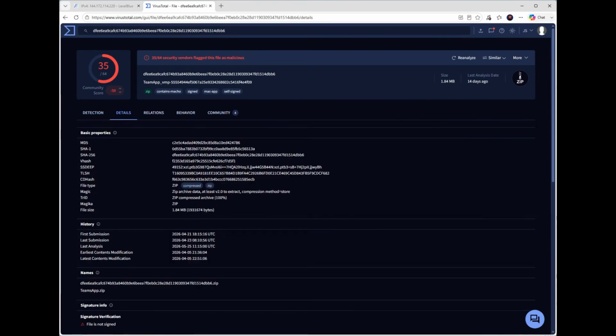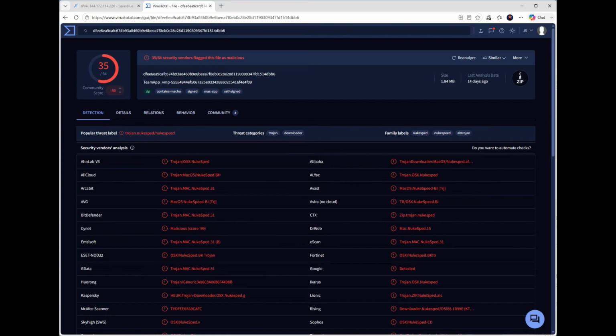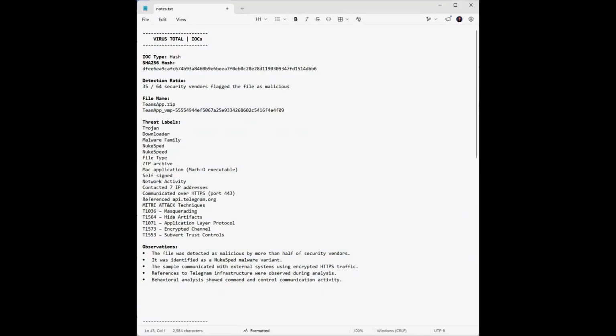The sample is a zip archive named teamsapp.zip and is primarily classified as a Trojan downloader. The VirusTotal results identified the file as malicious and linked it to the nukes-fed malware family. Analysis also revealed encrypted communications and connections to external infrastructure, indicating command and control activity.